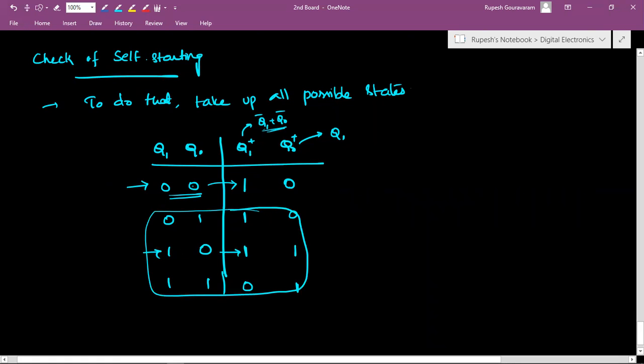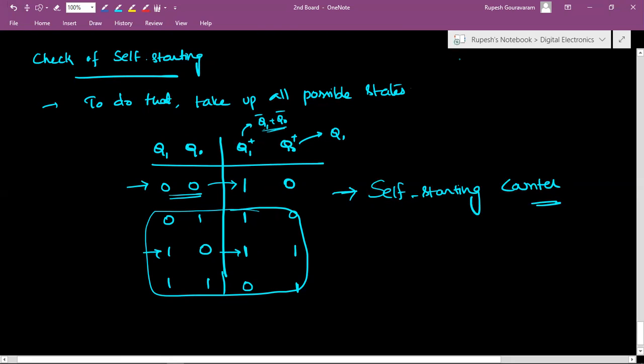Suppose if it is 0 0 and still goes to 0 0, then it is stuck there, it is not self-starting. But that case won't happen here. Even if it goes to 0 0, it immediately goes to the number 2, that is 1 0, and it will restart the circuit. So this circuit is what? This is a self-starting counter.